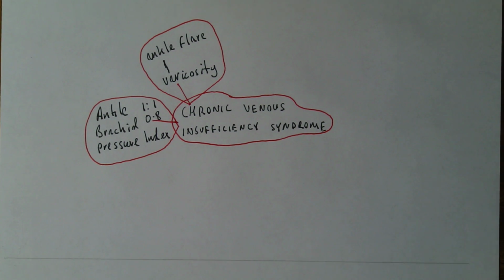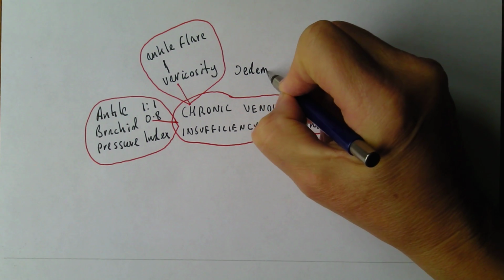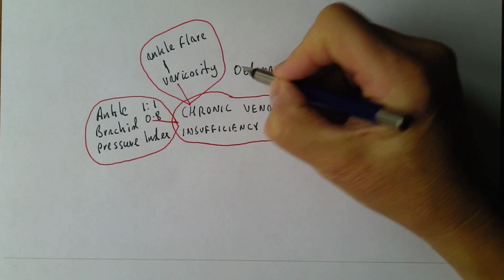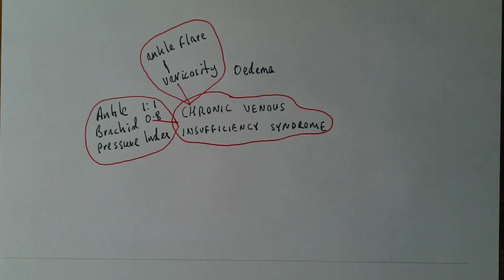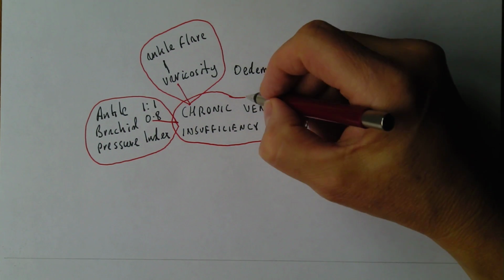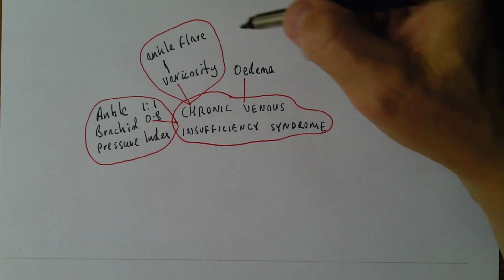Now, the increased hydrostatic pressure in the capillaries means that the tissue fluid is not effectively reabsorbed at the venous end of the capillary as normal. This means there's accumulation of fluid in the tissue spaces. In the UK we call that oedema. In the States you leave off the O, it's edema, it's the same really. So we can get this edematous swelling, very characteristic of peripheral venous disease. So we get swelling.